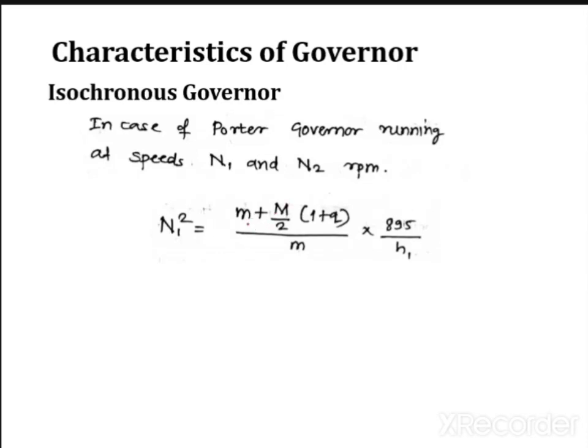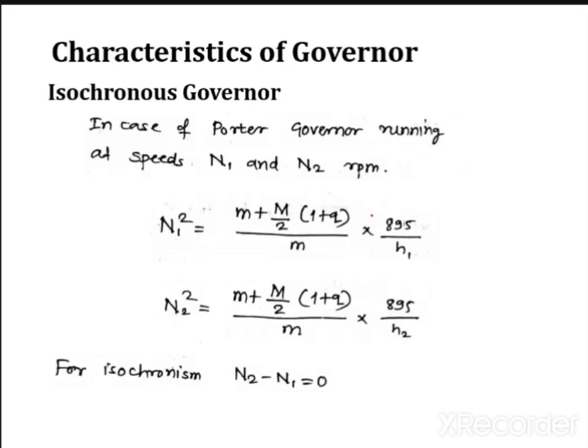N1 is equal to the square root of (m plus M)/m times (1 plus Q) times 895 upon h1, where m is the mass of the fly ball, M is the mass of the sleeve, and Q is the obliquity ratio, tan beta upon tan alpha. Now N2 is the square root of (m plus M)/m times (1 plus Q) times 895 upon h2. Now you know that as the speed goes on increasing, h decreases. So for N2, h1 becomes h2. The rest is constant.